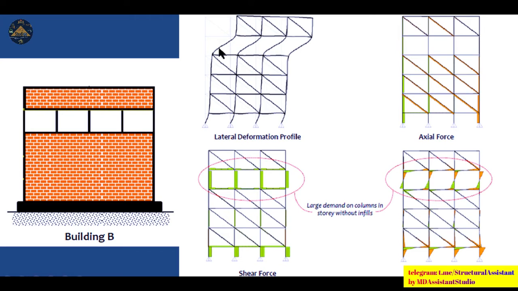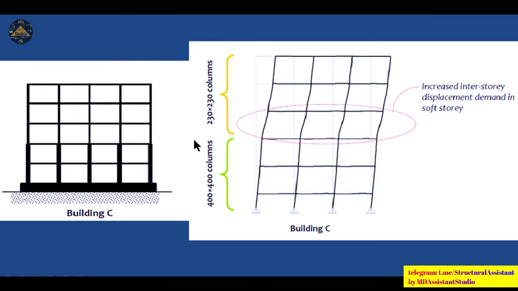So what basically happens is that this type of behavior occurs. That is, the upper part is okay, and the lower part is okay, and the whole building behaves like this, and these columns may experience major structural damage. And here you can see that this is the increased soft story displacement demand in the structure.